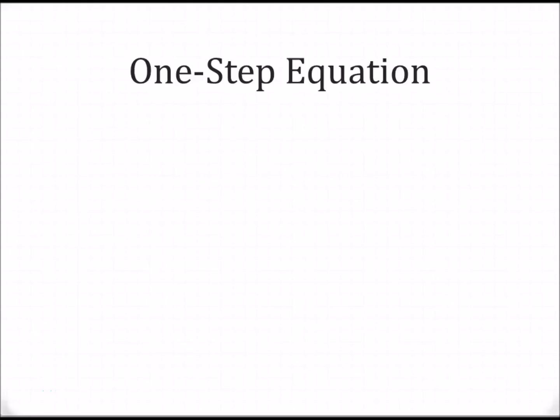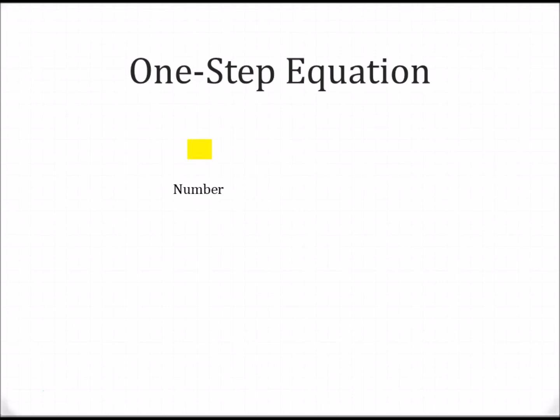This lesson is on one-step equations. Before we go ahead and do that, let's talk about the parts that we're going to use to model our equation. The first part is the yellow square that represents the number. Yellow represents positive. If it's a negative number, you're going to have a red square instead.